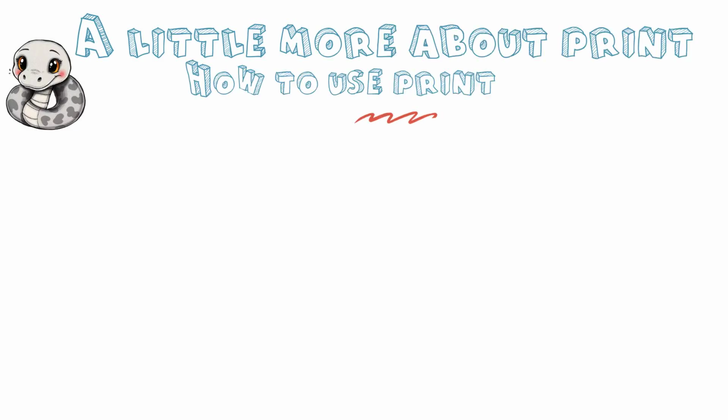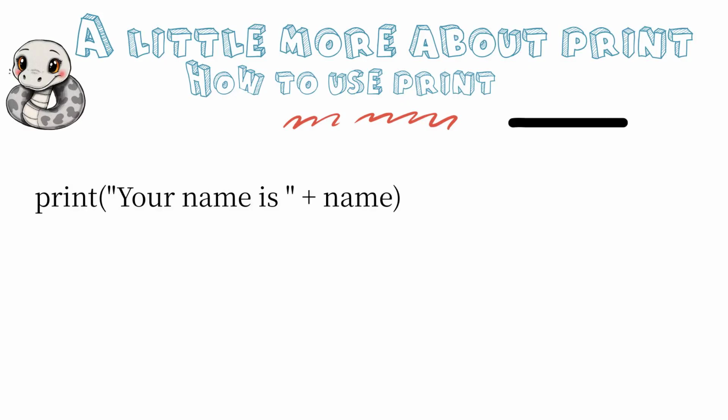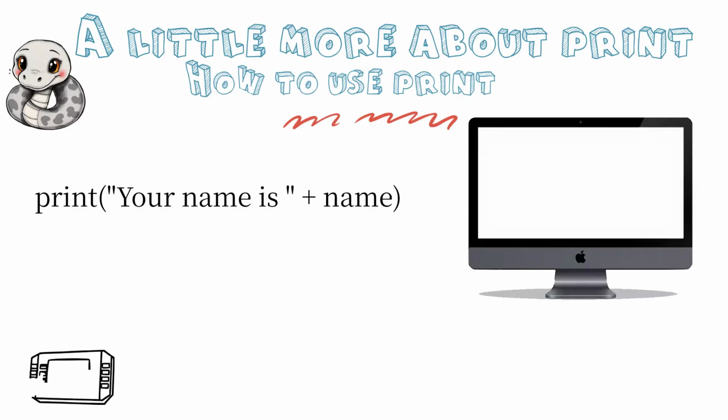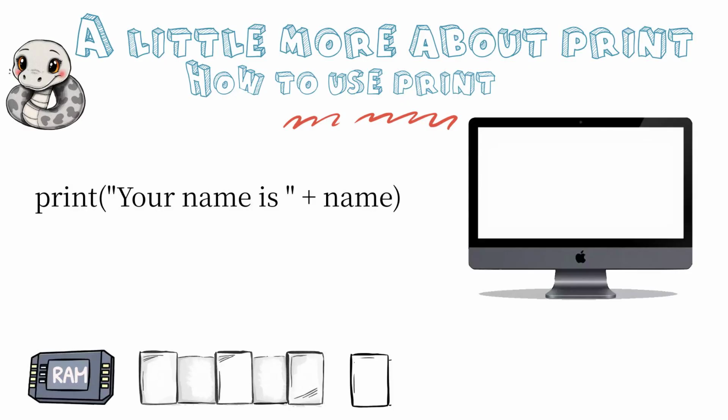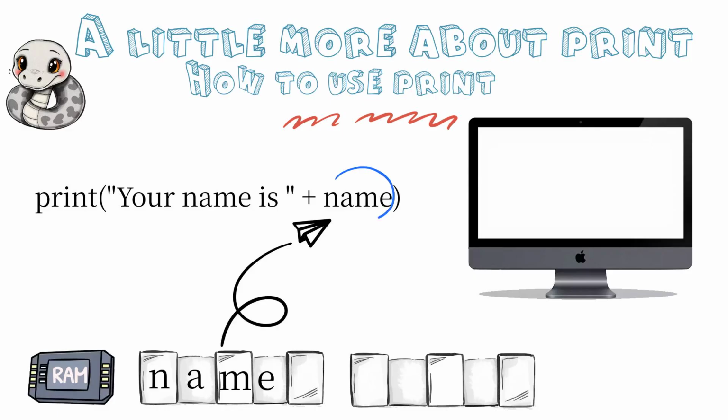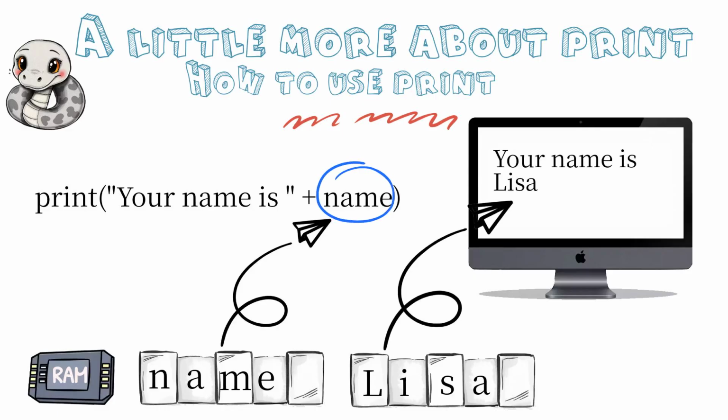For our script, we want to display your name is plus what the user typed in. Fortunately, we can read the value from RAM by using the variable name. This way, we can retrieve the user response. The plus sign tells Python to add the two strings together. Let's put this all together into a script.